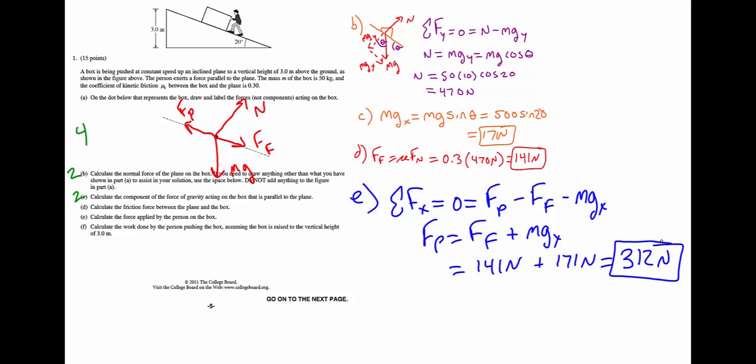And part E was also worth 2 points. Sorry, part D was also worth 2 points. Both. So far, they've all been 2 points except for that free body diagram in the beginning. And then finally, for F, we need to figure out the work done by the person on the block.